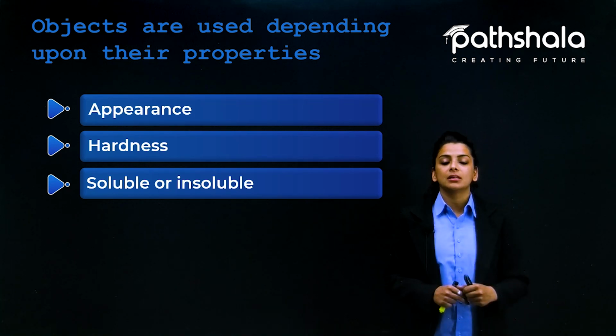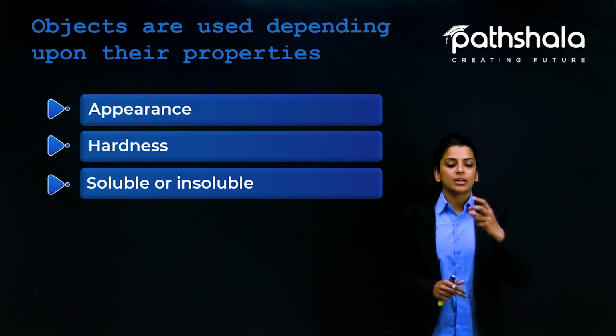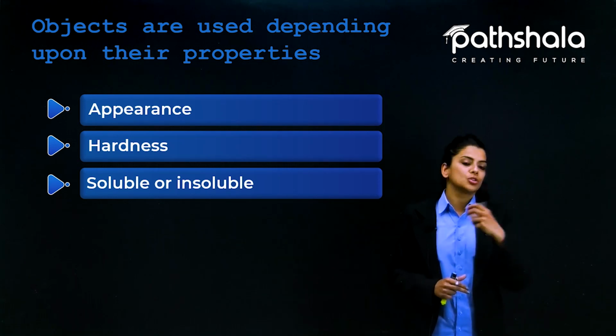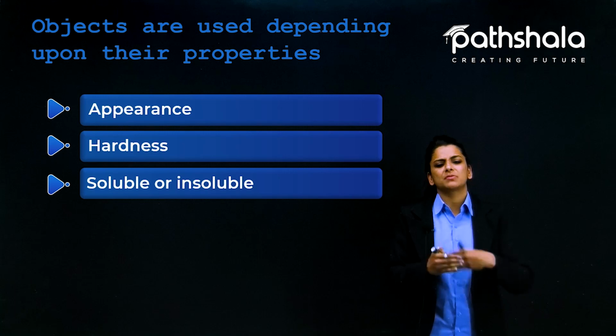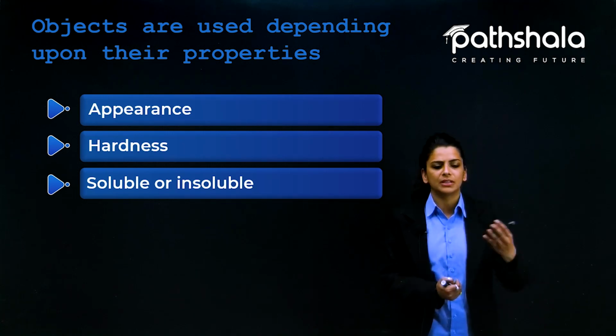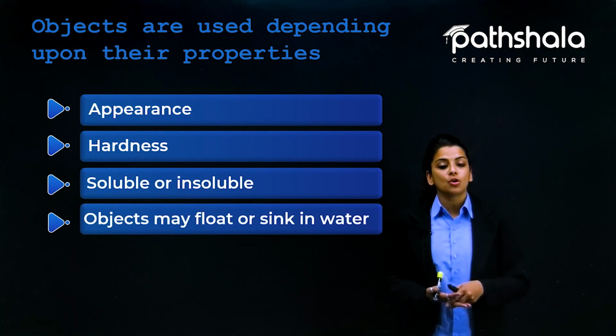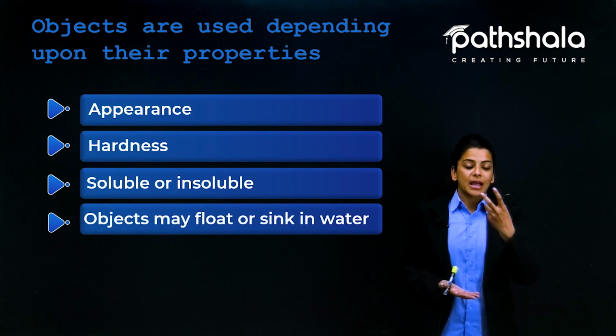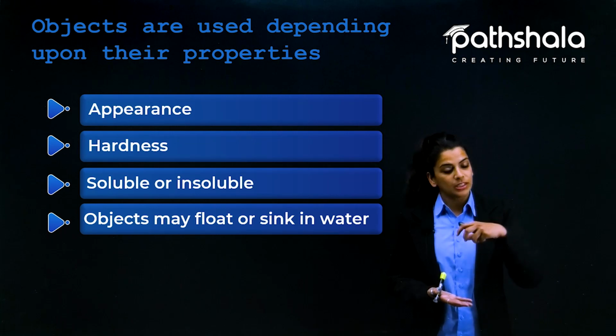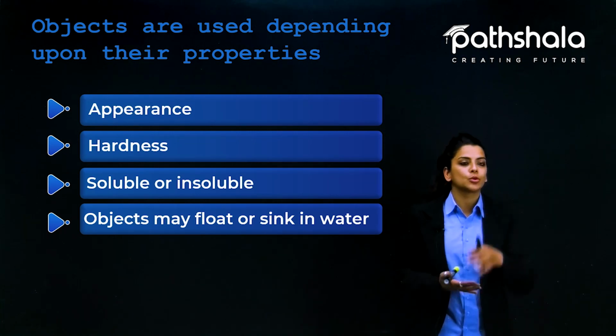And the other substances are insoluble. So if they are insoluble and they do not mix with the water, so they can be mixed with something else to make a different type of substance. Now, next is objects may float or sink in water. हम ऐसे objects के बारे में पढ़ेंगे कि जो या तो float हो सकते हैं या तो sink हो सकते हैं. Float होने का मतलब क्या है?